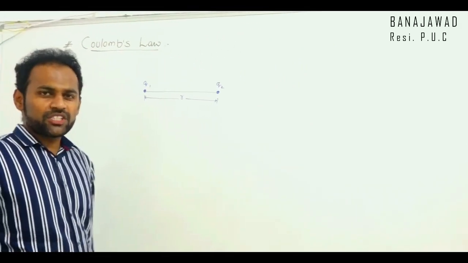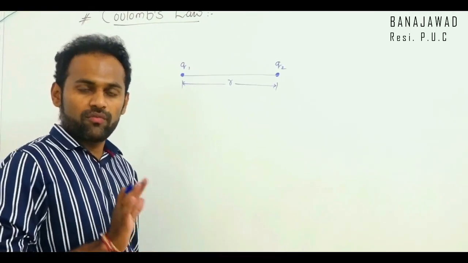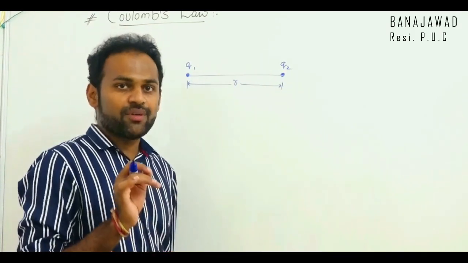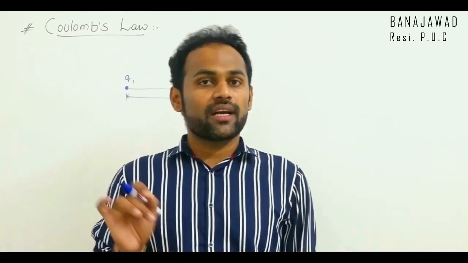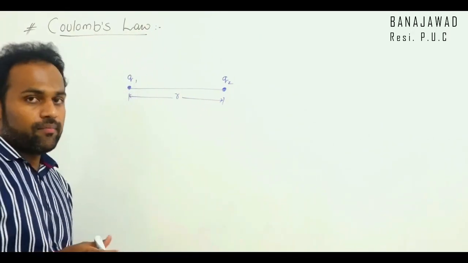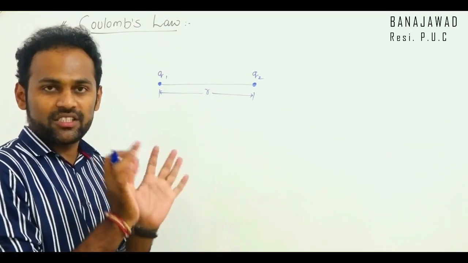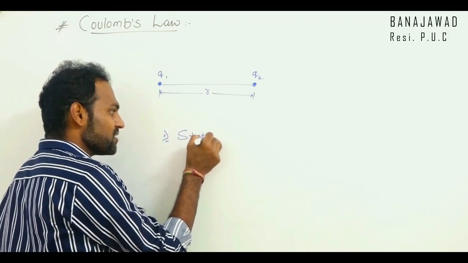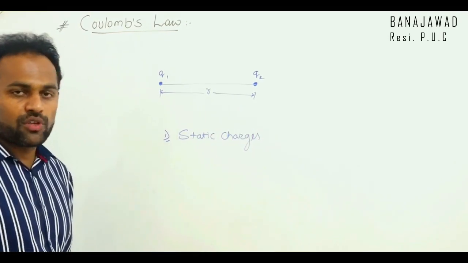There are some limitations for Coulomb's law. Coulomb's law will be valid only when the point charges which we have taken are stationary. Stationary means static. This is the electrostatics branch. We are studying only the charges which are at rest. So for Coulomb's law to be applied, the two charges should be stationary, they should not be moving. So the first limitation is that the charges must be static charges. Then only Coulomb's law will be valid.